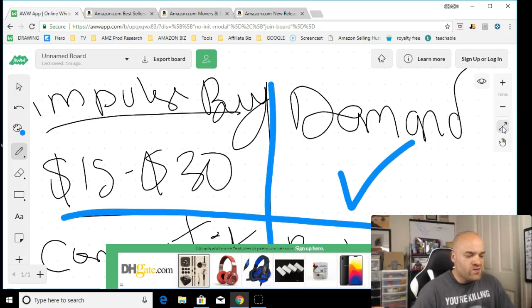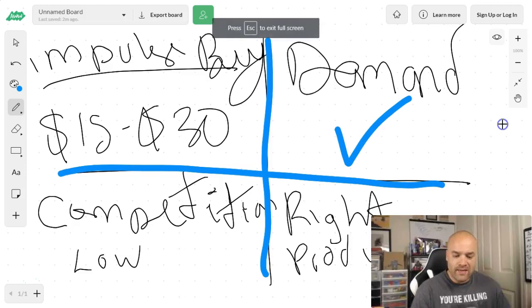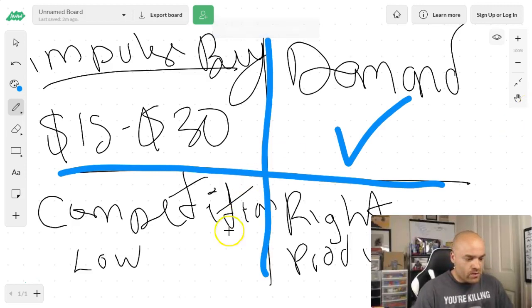So we have, let's zoom that in. Again, we're doing this for free, so I'm even on a free whiteboard for you guys. Obviously you could see the ad that was at the bottom. So we got demand. We are going to find the right product. We are going to find competition is low, and we have our price point.